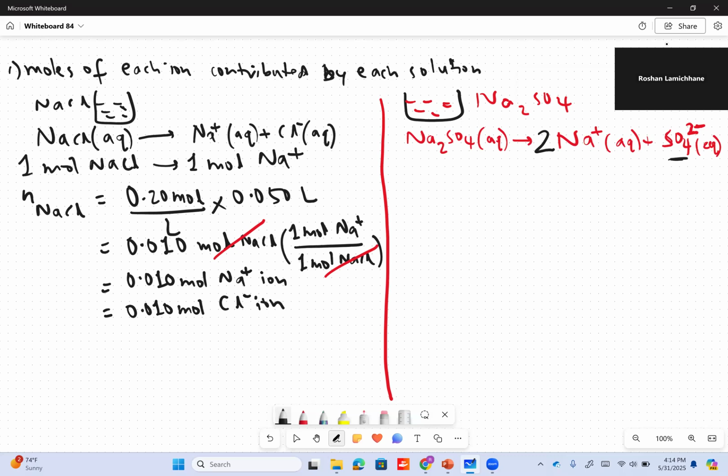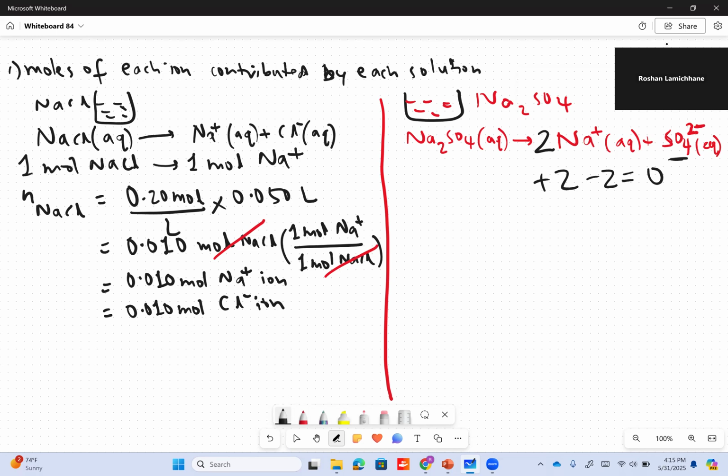Now let's check the charge. Na2SO4 on my reactant side has zero overall charge. Right? Let's go to the product side. I have two sodium, right? Each sodium is plus one charge, so 2 times plus one is plus two charge here. And then sulfate has two minus charge. And look at that, plus two and minus two will give me zero. And that's how I know that this reaction is balanced, both atom-wise and charge-wise.